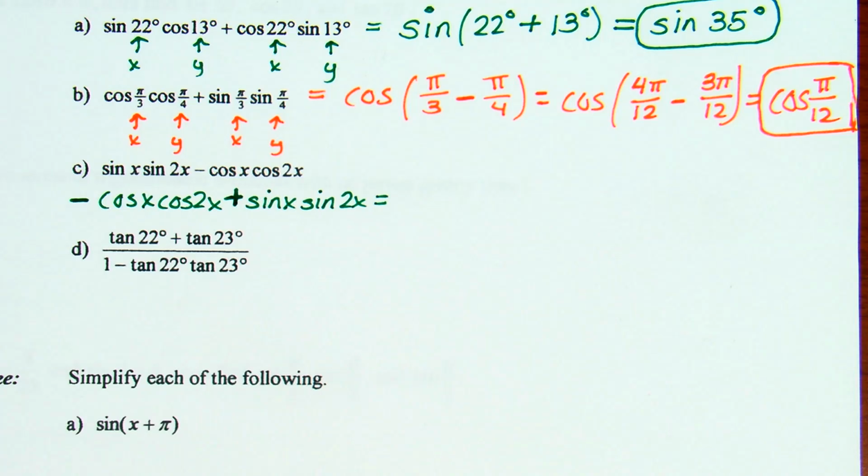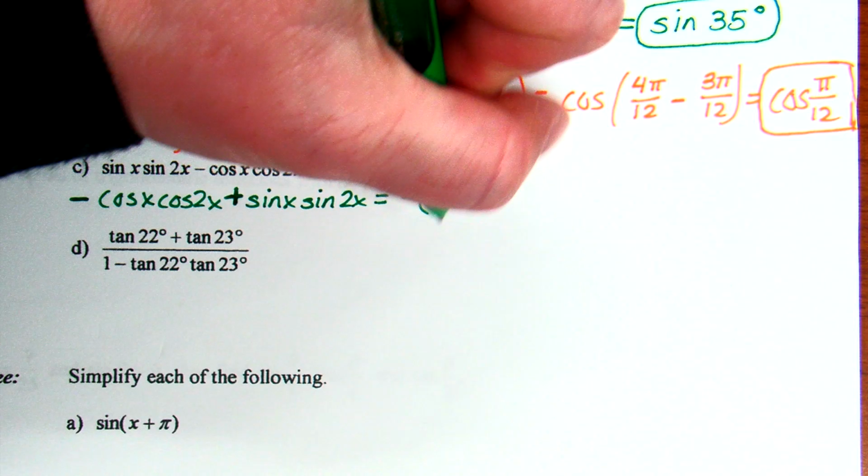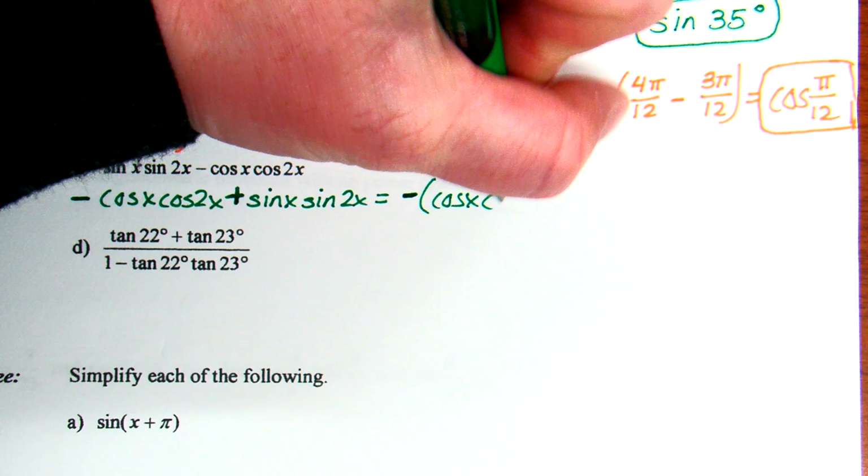Now, does my identity up above allow for a negative cosine cosine? No, cosine cosine always has to be positive. So, okay, small trick here: factor out a negative. If I factor out a negative, cosine x cosine 2x just becomes positive cosine x cosine 2x, and plus sine x sine 2x becomes minus sine x sine 2x. I'm running out of room. I didn't set this up right.